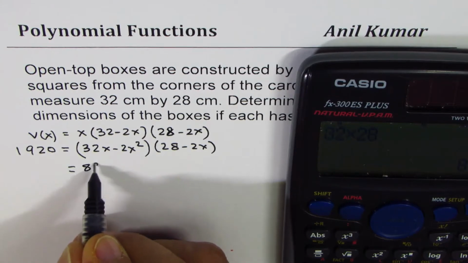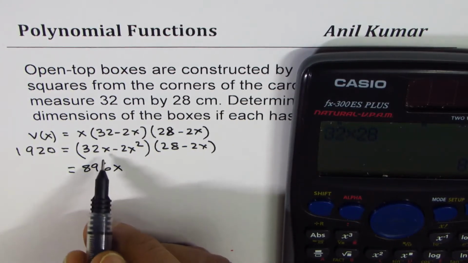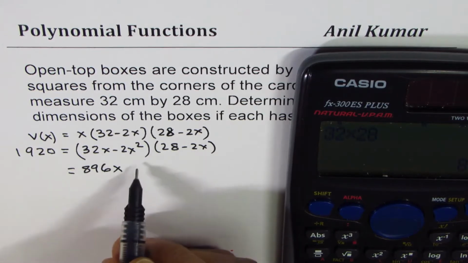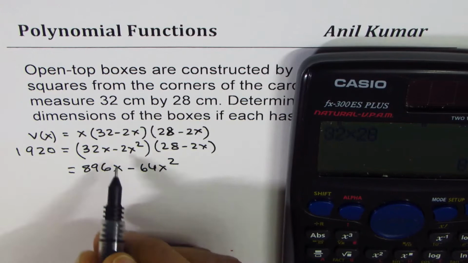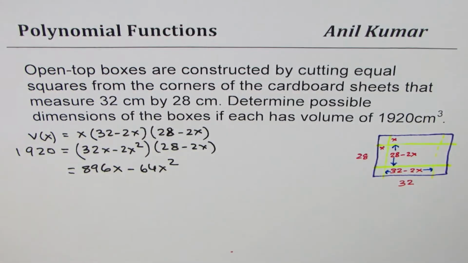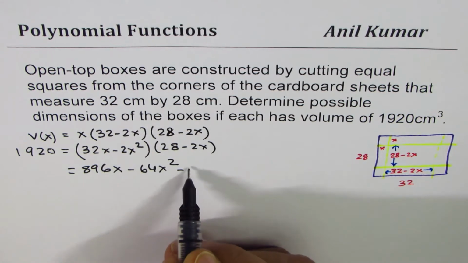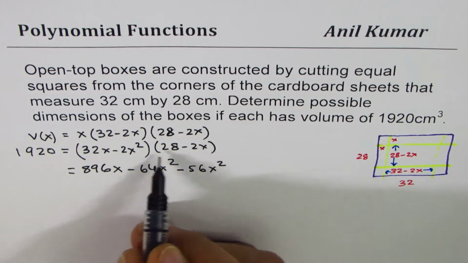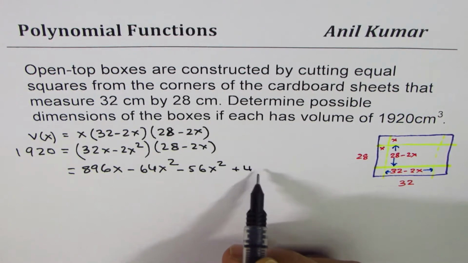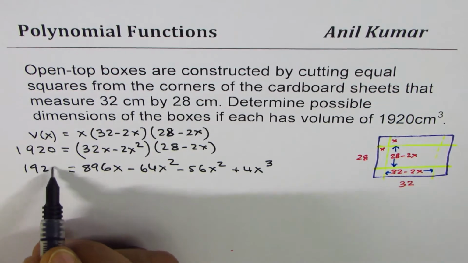So we get 896x, that is a constant with x. Now 32 times 2 is 64 with a negative sign, so minus 64x squared, and minus 2 times 28 is 56, so we have minus 56x squared, and that gives you a cube term, 4x cubed. So that is all equal to 1920.